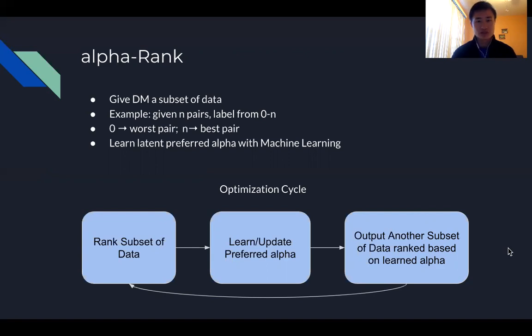And you can see by this diagram that this is an iterative process, and it acts like an optimization cycle. Once we learn or estimate a certain preferred alpha value, the algorithm will then output another subset of the data that has been ranked based on the learned alpha value. And the decision maker can then go ahead and adjust this ranking to reflect their real preferences. And the framework will once again take that into consideration and adjust what it thinks the user's preferred alpha value is.